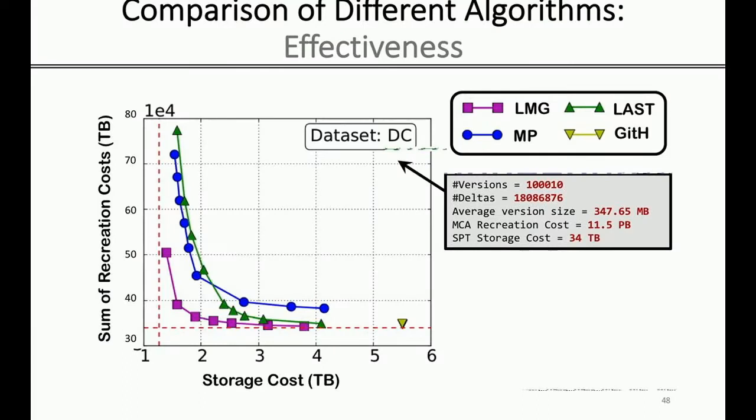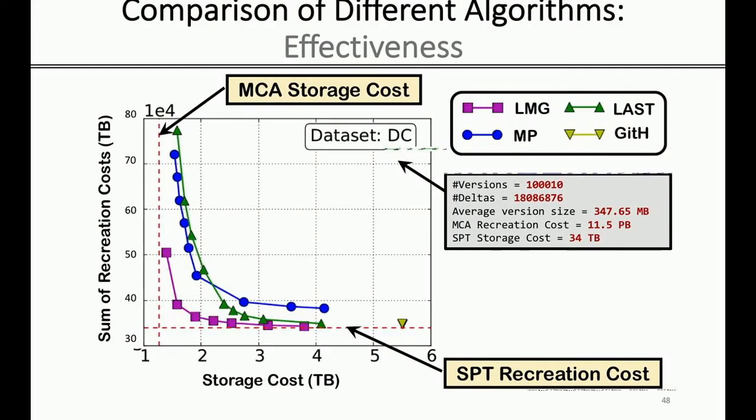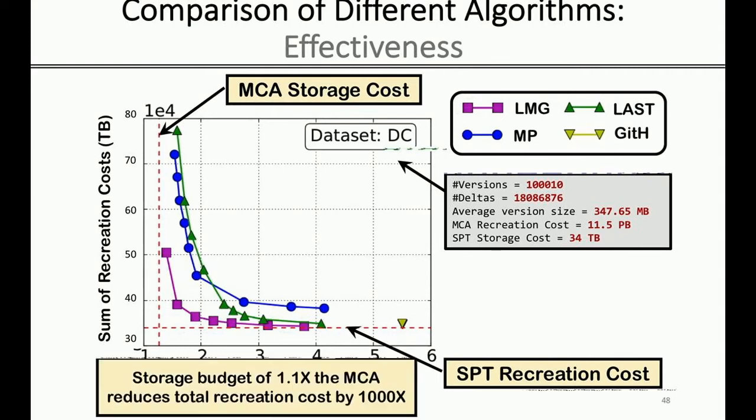So again, the x-axis is the storage cost, and the y-axis is the total recreation cost. We can see that with the increase of the storage cost, we are reducing the recreation cost. These two dotted lines are the smallest possible recreation cost and the smallest possible storage cost. We can see with a small increase in the storage budget, we can actually reduce the recreation cost dramatically.